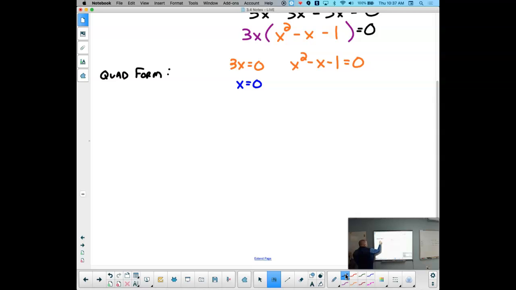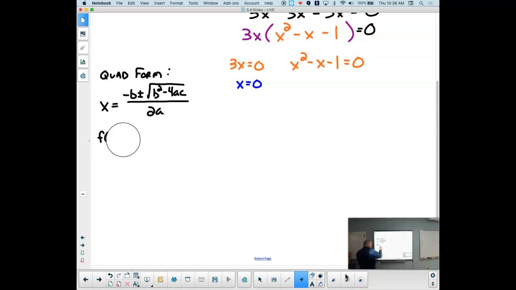For those of you that don't remember, that is opposite of b plus or minus the square root of b squared minus 4ac all over 2a. I strongly recommend that you write that down. If, actually, not f of x, if 0 equals ax squared plus bx plus c.